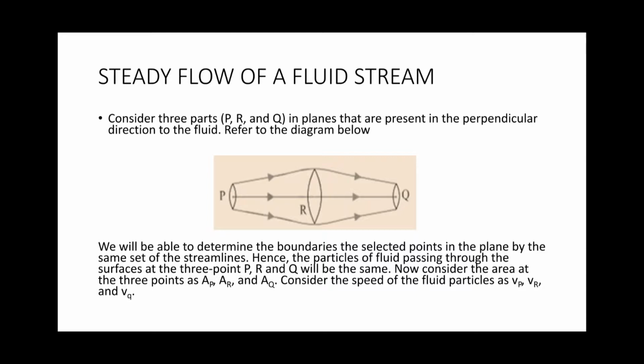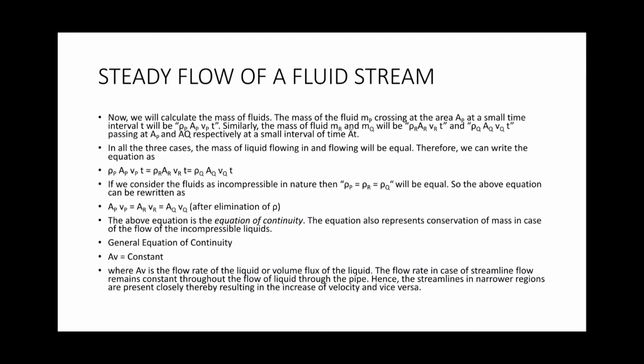Now consider the areas at the 3 points, A sub P, A sub R, and A sub Q. Consider the speed of the fluid particle. Here's how to calculate a steady flow of a fluid stream. The mass of the fluid M sub P crossing the area A sub P in a small time interval t will be rho sub P, A sub P, and V sub P multiplied by t. Similarly, the masses of fluid M sub R and M sub Q will be rho sub R, A sub R, V sub R times t, and rho sub Q, A sub Q, V sub Q times t, passing at A sub R and A sub Q respectively in the small time interval t.